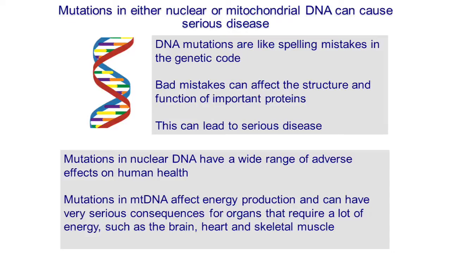Now, if we get mutations in either the nuclear or the mitochondrial DNA, we can get serious disease. And DNA mutations, as I'm sure you know, are like spelling mistakes, and if those spelling mistakes are bad enough, then we affect protein structure, which can lead to serious disease. And mutations in the nuclear DNA have a wide range of adverse effects on human health. Mutations in the mitochondrial DNA affect mostly tissues requiring a lot of energy to work, such as the brain, the heart, or the skeletal muscle.